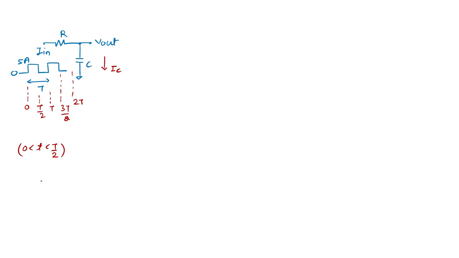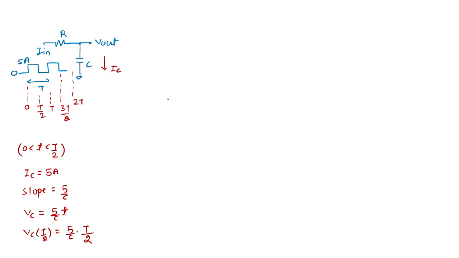I am speaking of capacitor voltage. For the time between 0 to t by 2, a constant current, what is the IC? IC is nothing but I in, which is 5 ampere. So the slope is very clear in this duration: 5 by C. So the equation will be, if no initial condition is there, 5 by C t. So the capacitor value at t by 2 is nothing but 5 by C into t by 2.